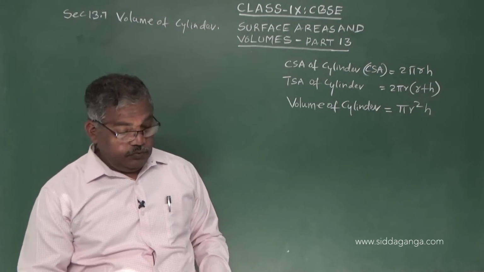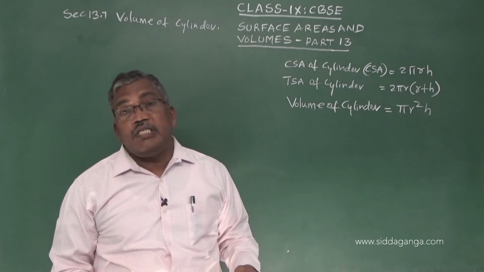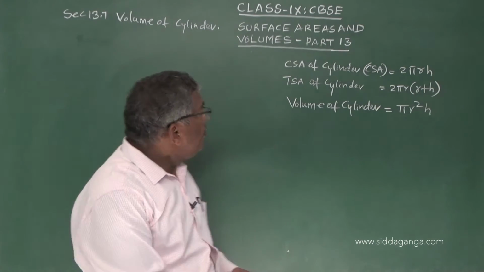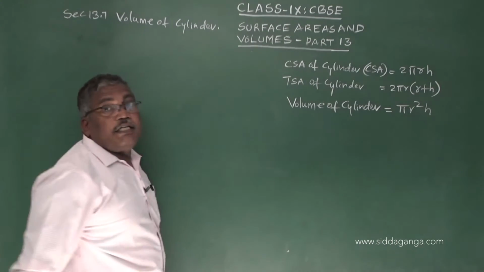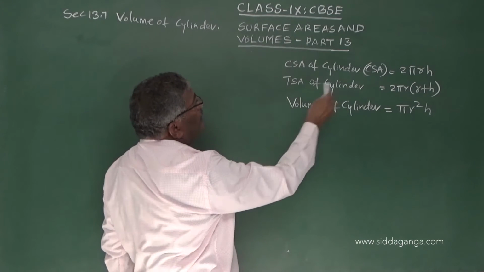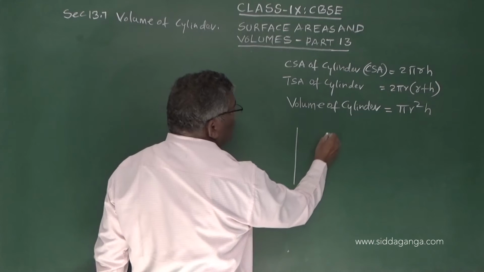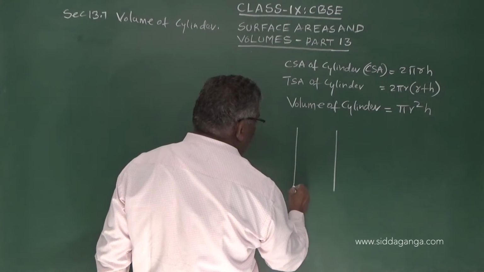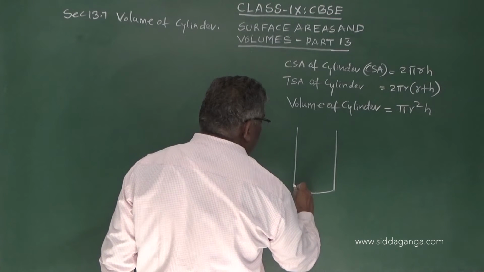Do you know what volume is? Volume is the space occupied by the object. We know in the case of a circular cylinder, the cylinder will be of this shape. You are familiar with this.